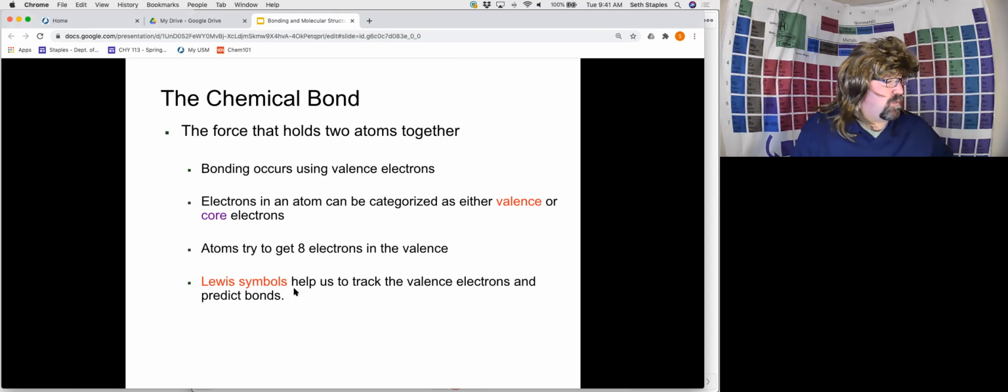And so the Lewis symbols that we introduced earlier, I'm just getting a little bit of a lozenge since I've been talking so much.